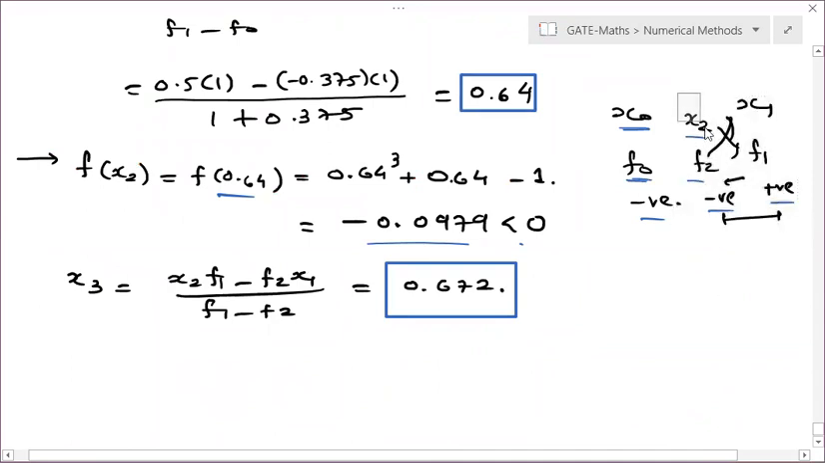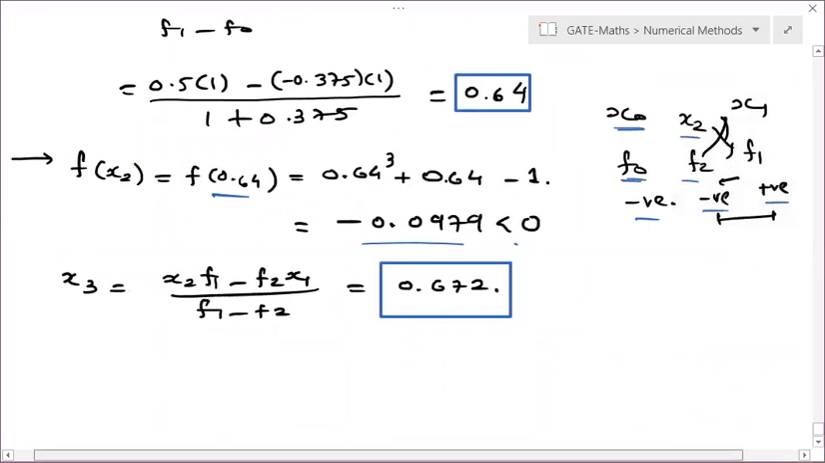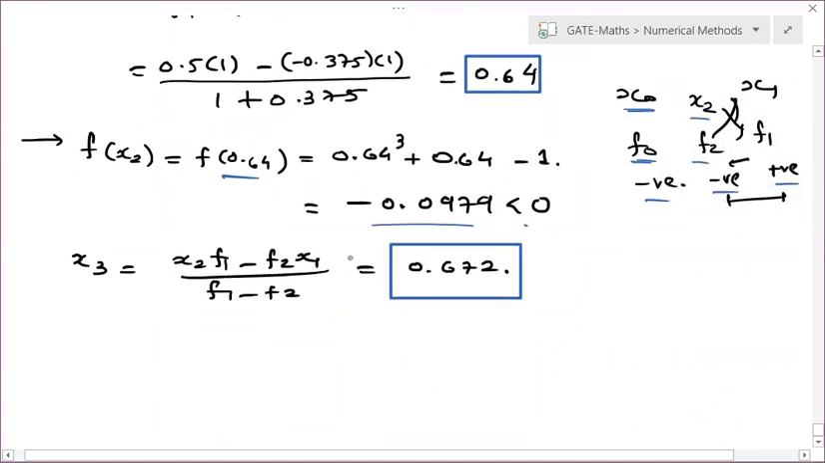If I have to apply the regular falsi formula over here, that means I will do this determinant symbols over here. So x2 = (x2 f1 minus f2 x1) divided by (f1 minus f2). Right, so this is my f2, or not. So if I put all these values in this equation, I will get this. Is it clear now?